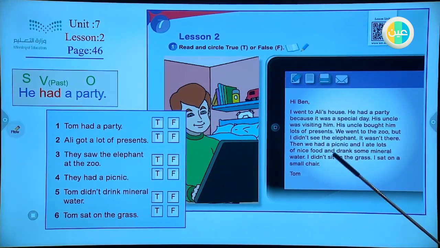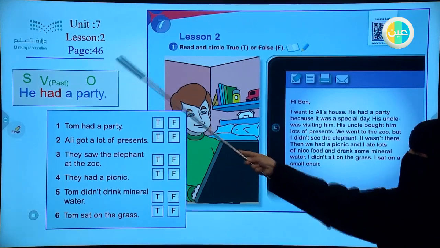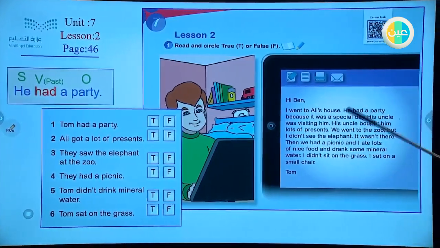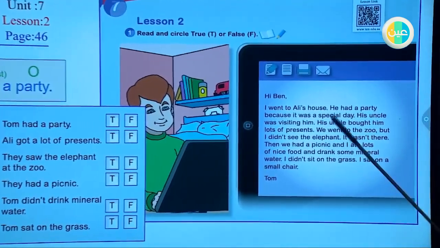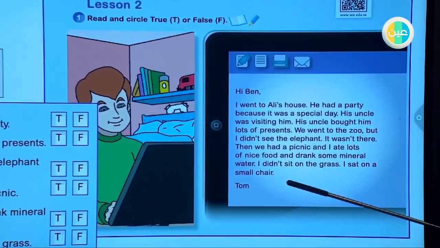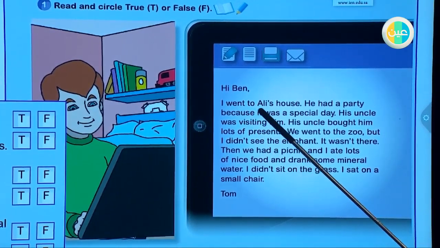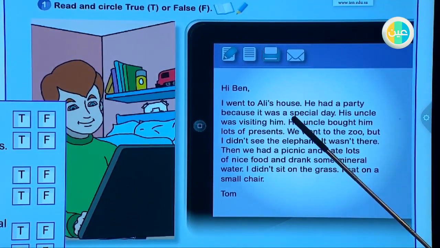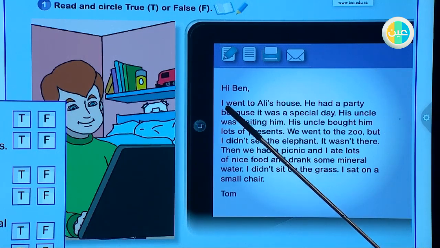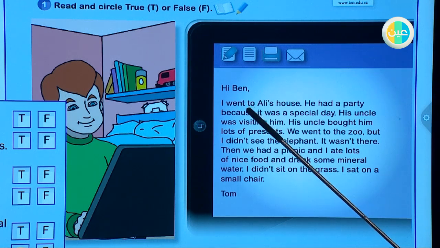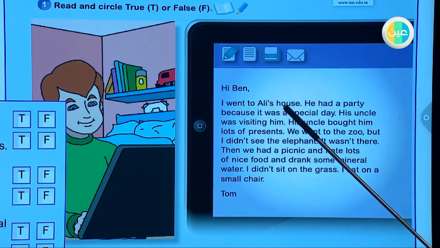Your books are open on page 46. Let's read. Hi, Ben. This is the way you write an email to your friend, describing something that happened in the past. Hi, Ben. I went to Ali's house. So this is a sentence. I, the subject; went is the verb, and went is in the past. This is irregular.